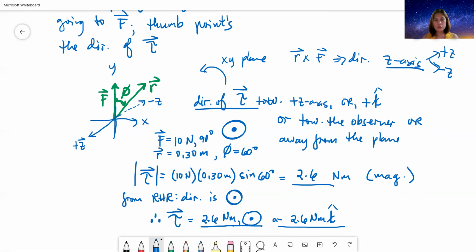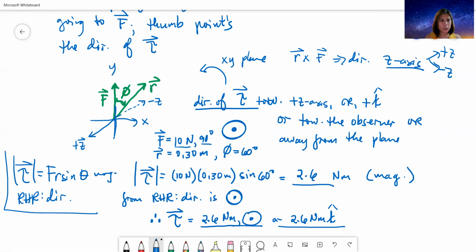So you don't need to use I cross J, J cross K. Why? Because your F is given in magnitude-direction form. So when it's in magnitude-direction form, you go with FR sin theta for the magnitude, and then the right-hand rule for the direction. They are now partners. If you forget the right-hand rule, your answer is incomplete because you cannot give the direction.